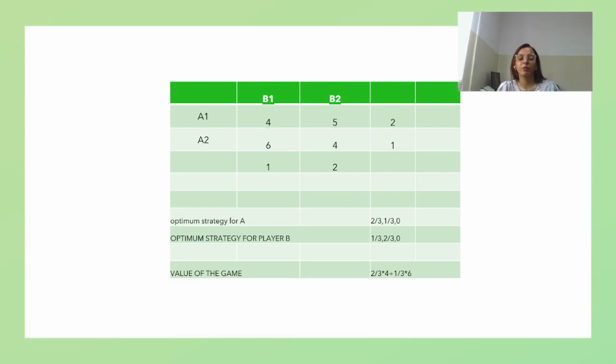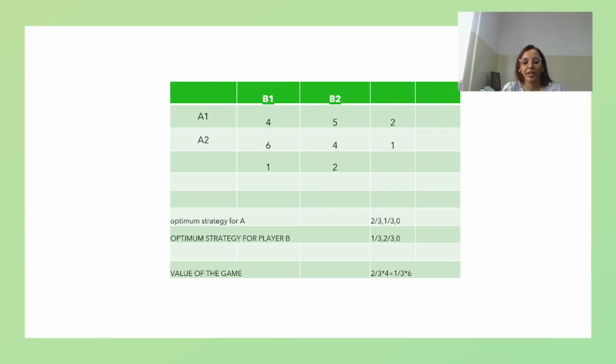Now the optimum strategy for player A will be 2 upon 3, since 2 plus 1 is 3. For A2 it will be 1 upon 3. As we have already deleted row number A3, that's why we have written a 0 over here. Now the optimum strategy for player B will be 1 upon 3, 2 upon 3, and the last one is 0.